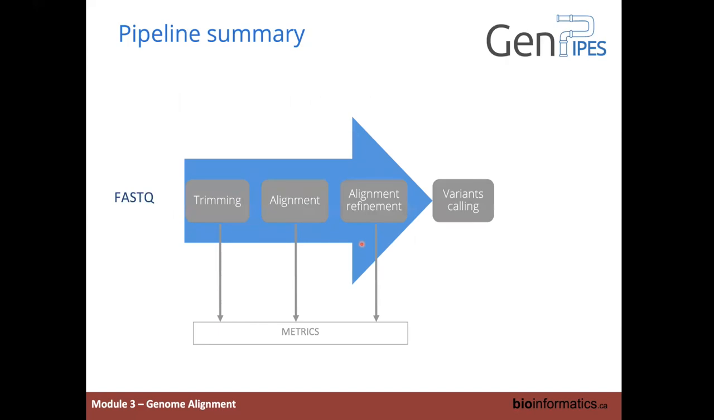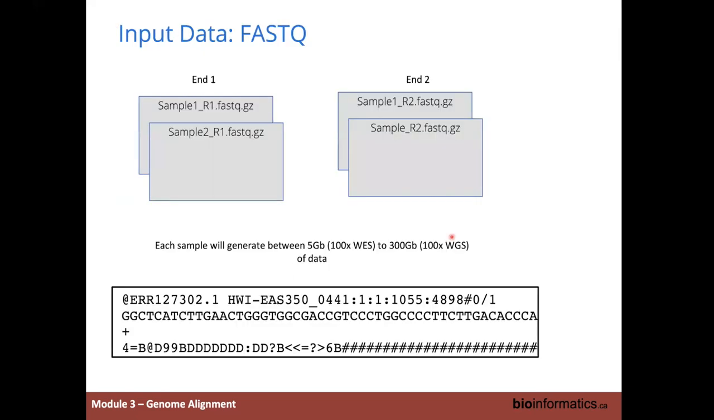So as I said previously, the main point of this module is to show how we can start from the FASTQ file, the input file you will get from your sequencing center, to a high quality alignment, ready for variant calling. So let's talk about the FASTQ file.